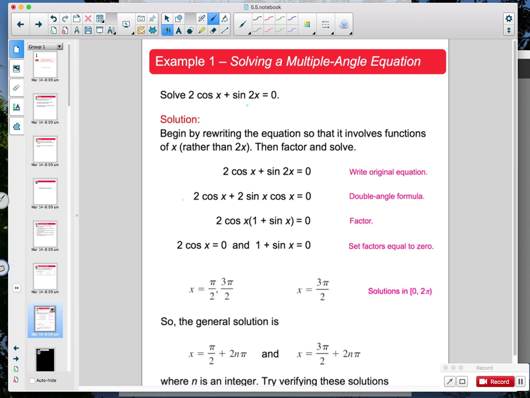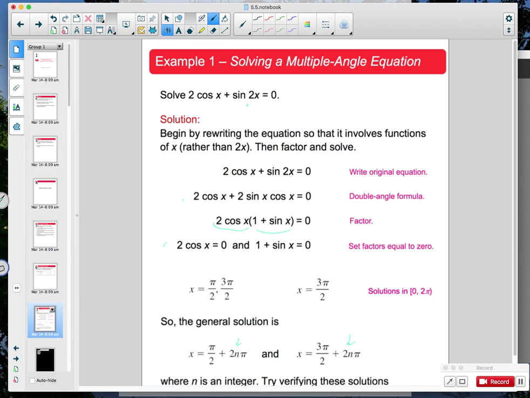So you have two parts of the equation. Here you have 2 cosine x equals 0, so cosine x equals 0 basically. The answers are pi over 2 and 3 pi over 2. And because it's cosine, I add 2 pi n here, and 3 pi over 2 plus 2 pi n here.